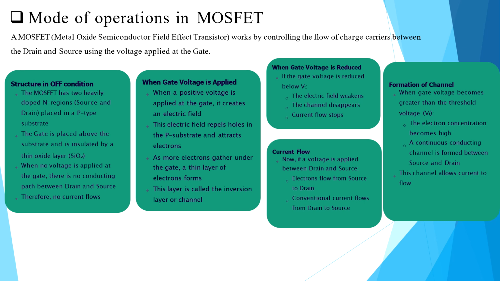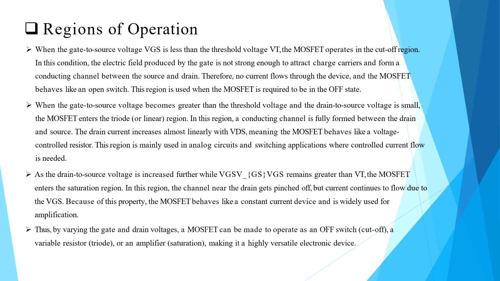Now if voltage is applied between drain and source, electrons flow from source to drain. Conventional current flows from drain to source. The formation of channel: when gate voltage becomes greater than threshold voltage, then what will happen? The electron concentration becomes high. A continuous conducting channel is formed between source and drain. The channel allows current to flow. So now let's see about the regions of operation for MOSFET.